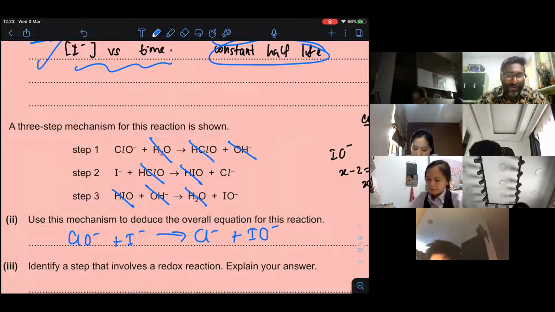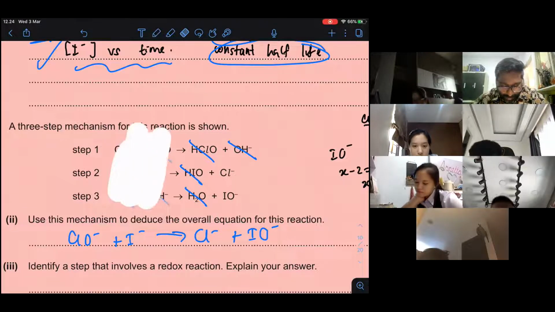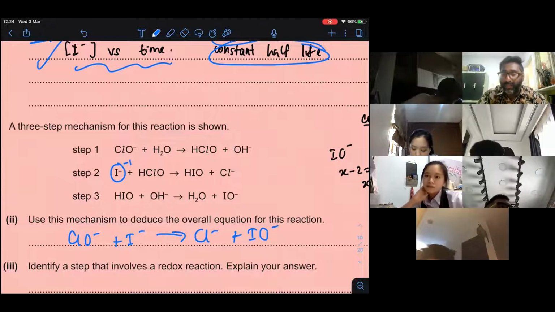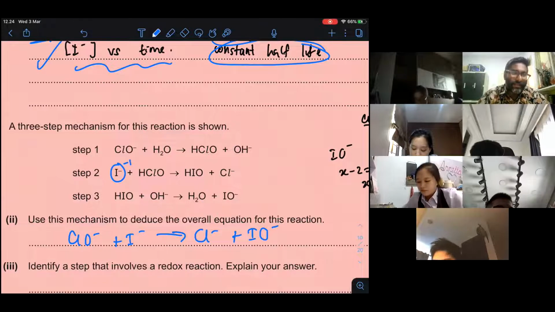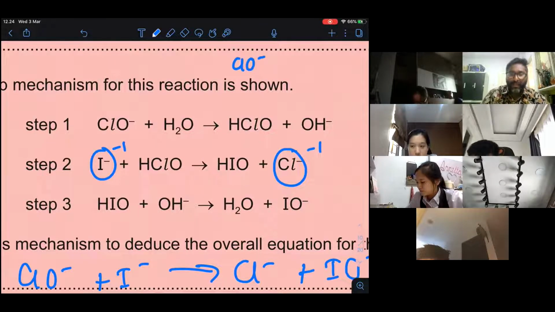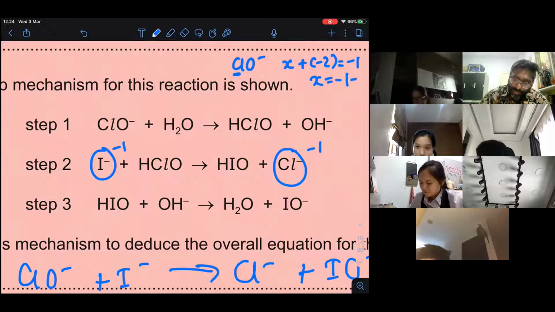Identify a step that involves a redox reaction. So for this one, I end up calculating. Yes, we need to calculate. When I do the calculation, the oxidation number is going to be -1. I just straight away go to step 2, to save time. So I calculated, and this is -1, and I know this is -1. So I need to calculate for HClO. It's easier if you put it as H plus ClO minus. So I just want to calculate for X over here. X plus -2 equals -1. X equals -1 plus 2. So it's +1. So this one is going to be +1.